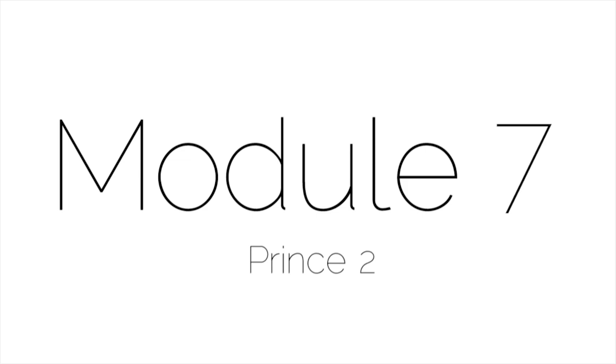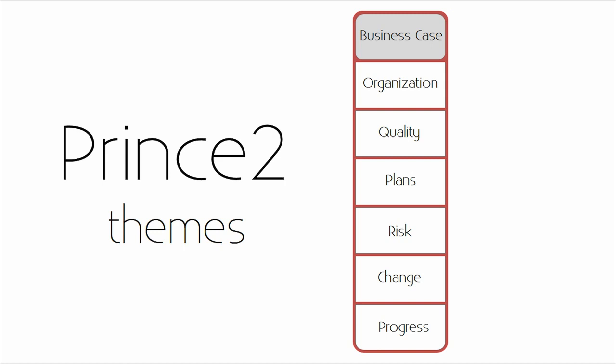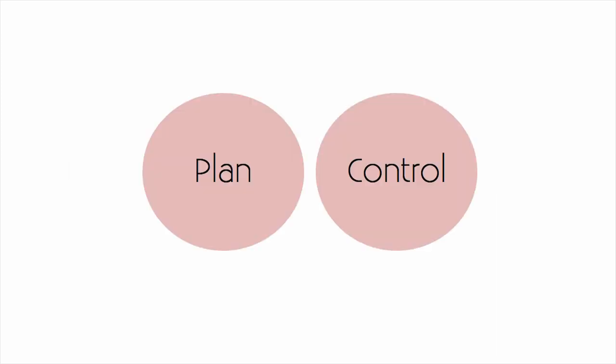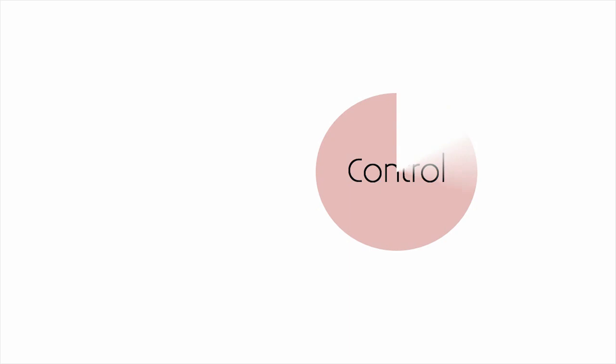Welcome to Module 7 of our Foundation course on PRINCE2. In this session, we'll discuss another key PRINCE2 theme, which is plans. Now, the purpose of the plans theme is to facilitate communication and control by defining the means of delivering products. Effective project management relies on effective planning, because without a plan, there's no control.